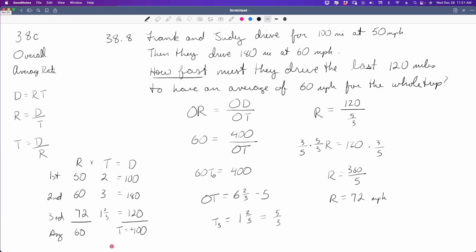Easy peasy. All right, let's see. Do we have another? We do not. That is our last practice problem for lesson 38.